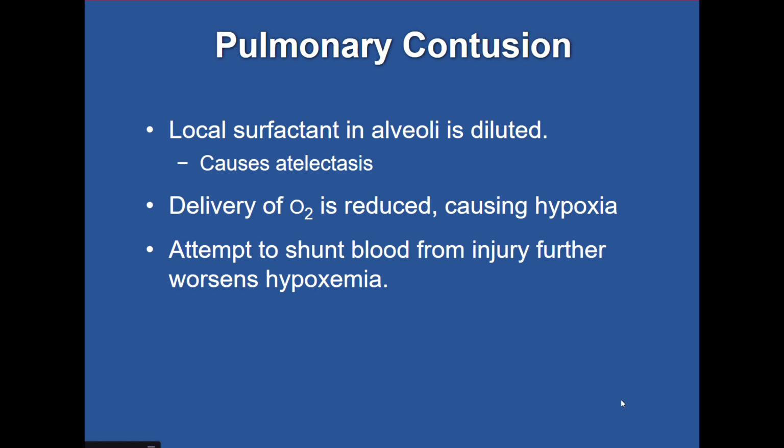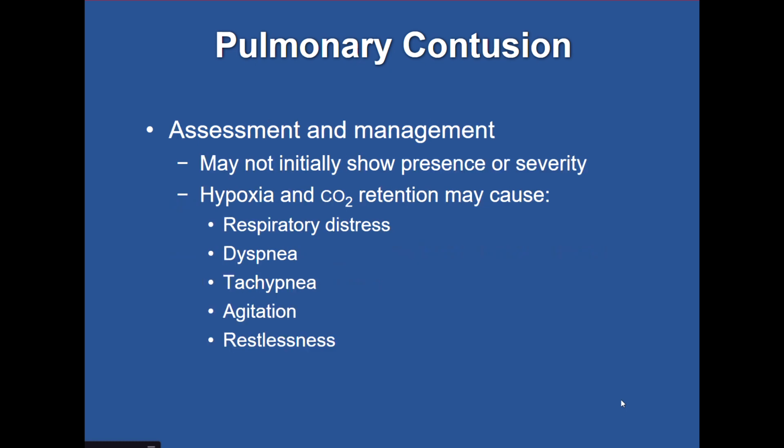Because those alveoli aren't functioning properly, their O2 intake is decreased. This causes hypoxia in the body, and then the body itself tries to fix the problem. Well, I'm leaking blood there, so what am I going to do? I'm going to shunt blood away from that area, and that tends to make the problem even worse.